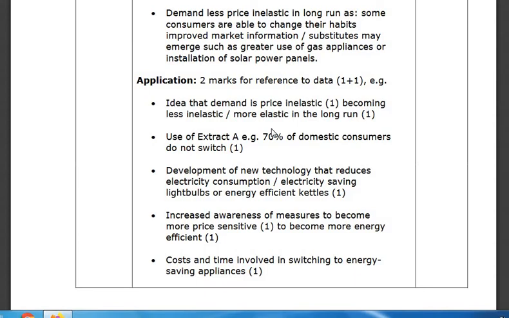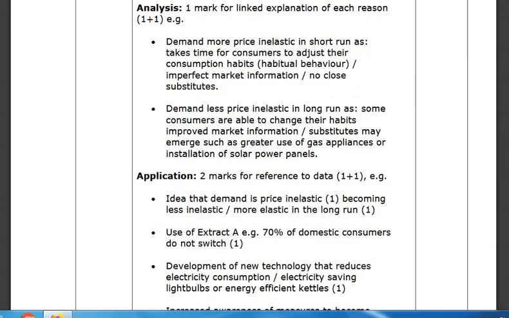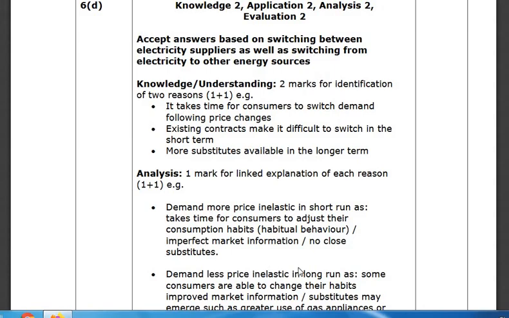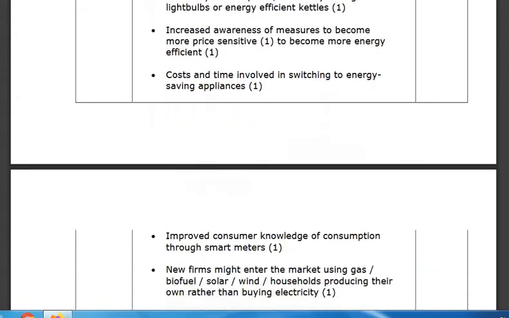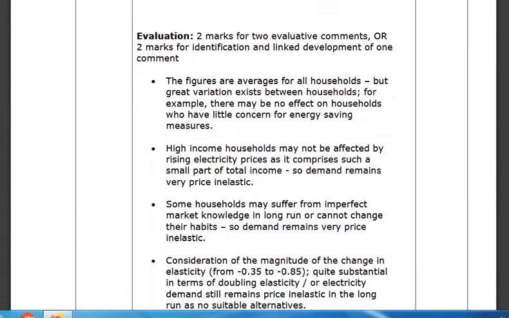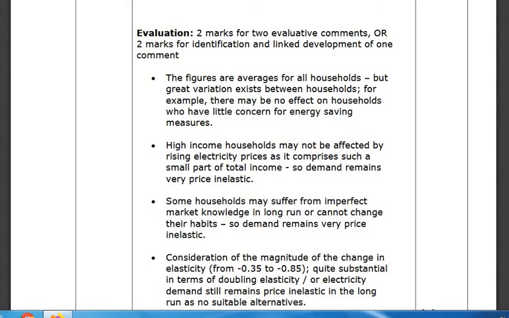You could get 3 for that KAA theme, and then you would just do the same again. You would come up with the second knowledge point, analyze it, apply it. That's your second lot of 3. And then the final 2 marks, as I say, are for evaluation. 2 brief evaluative comments will do, or you could write 1 evaluative theme that's a little bit longer, that's worth 2 marks.